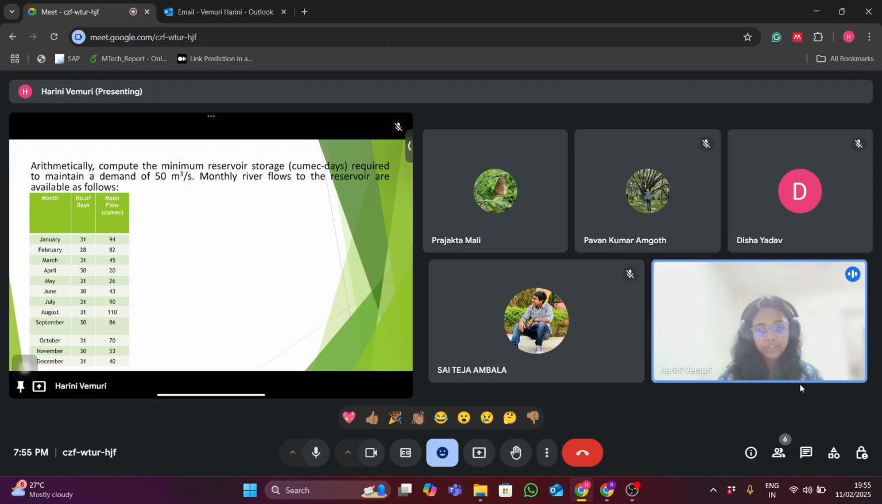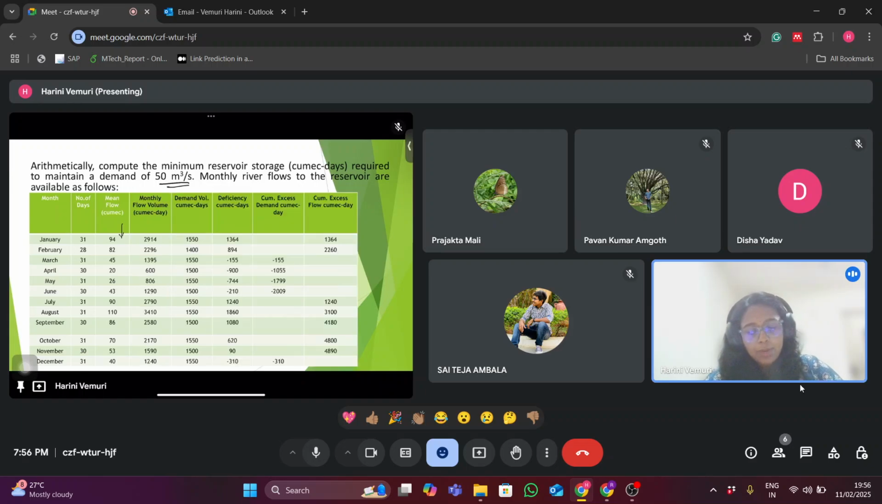So coming to the final question. They have asked us to compute the minimum reservoir storage required to maintain a constant demand of 50 meter cube per second, and monthly flows into a reservoir are available as shown in the figure. Whatever inflow is occurring in the reservoir is shown here. The mean flow in a month in meter cube per second is given, and once we multiply with the number of days, we will get the flow volume.